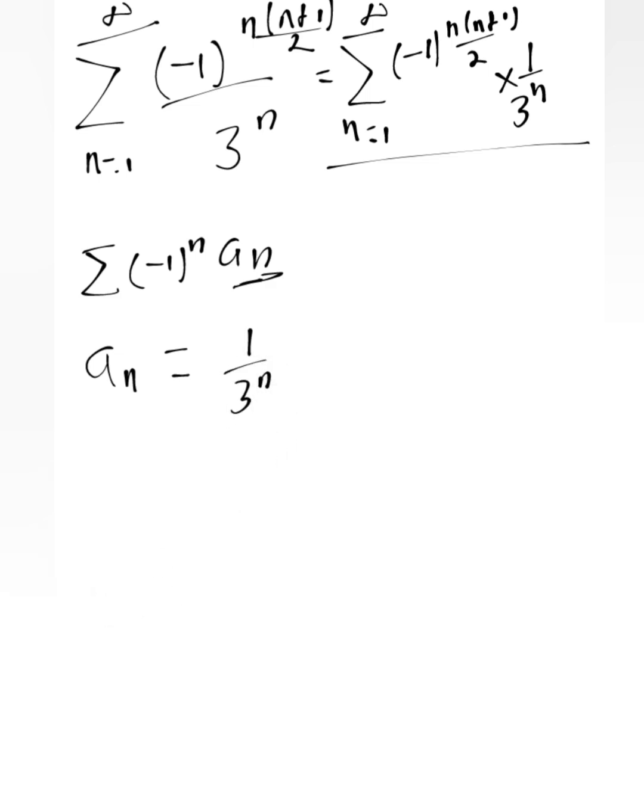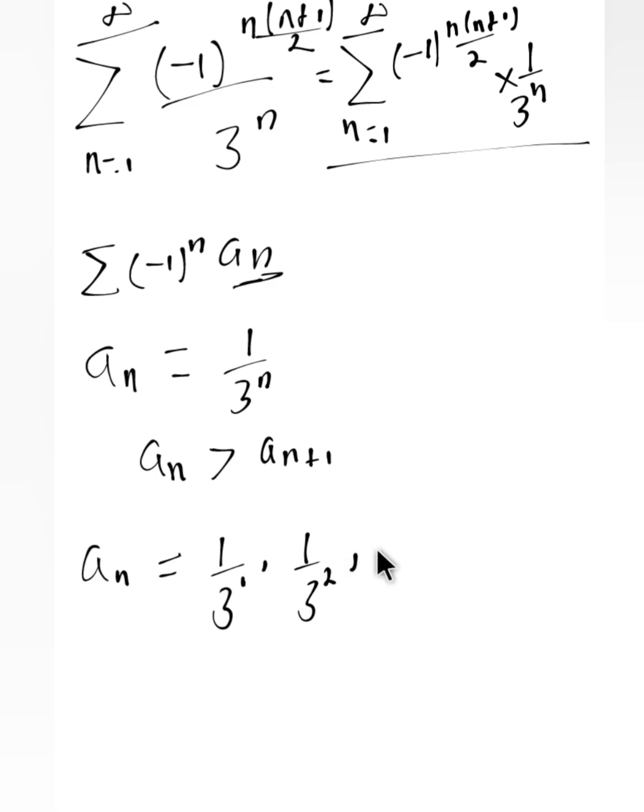Now the first condition we need to test is if this sequence is decreasing. That is, if an is greater than an plus 1. Now consider an that is equal to 1 over 3 to the power n. At n equals 1, we have 1 over 3 raised to the power 1. At n equals 2, it is 1 over 3 raised to the power 2. At n equals 3, it is 1 over 3 raised to the power 3.